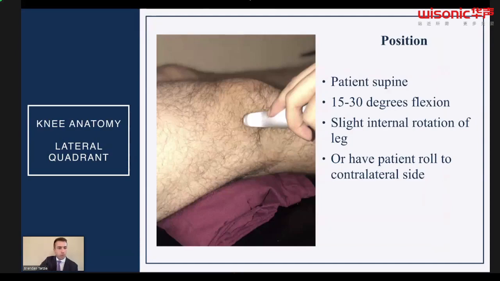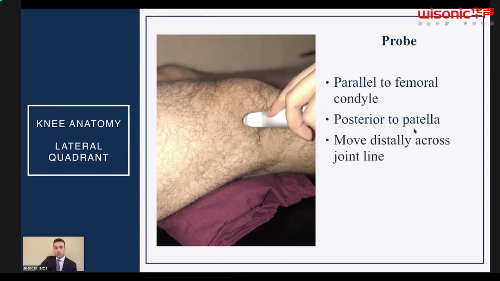So just going back to where we are going to hold the probe for these. For this lateral quadrant, again, you're going to have the patient supine, with that 15 to 30 degrees of flexion and slight internal rotation of the leg. If a patient is not able to have slight internal rotation, you can also have them try to roll onto their contralateral side. So whatever is easiest and most comfortable for them. Obviously, if they have pathology in their knee, it might be a little painful to have them internally rotate, so do whatever is most comfortable for the patient.